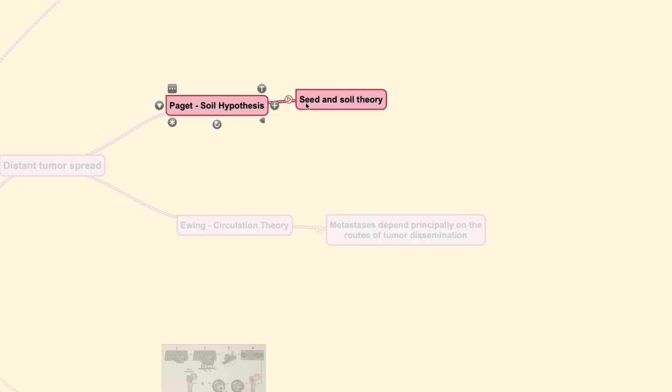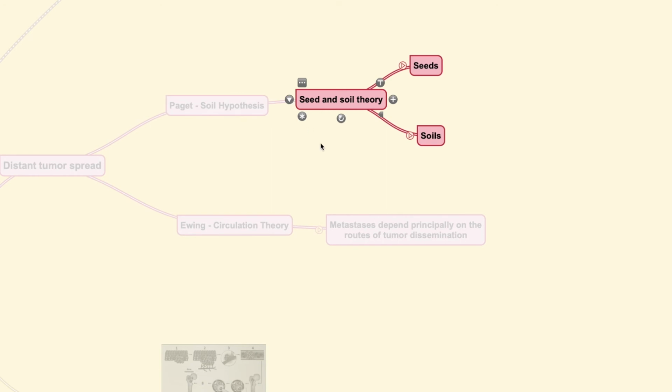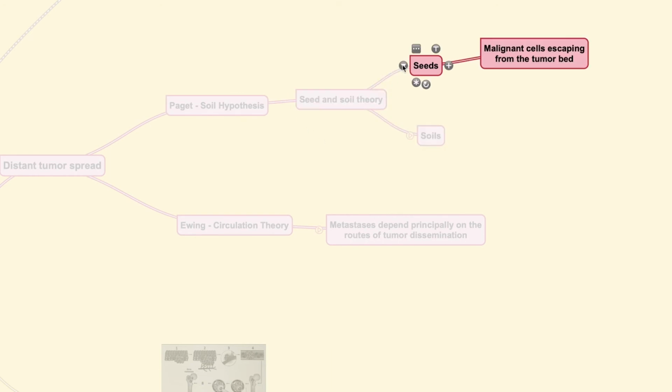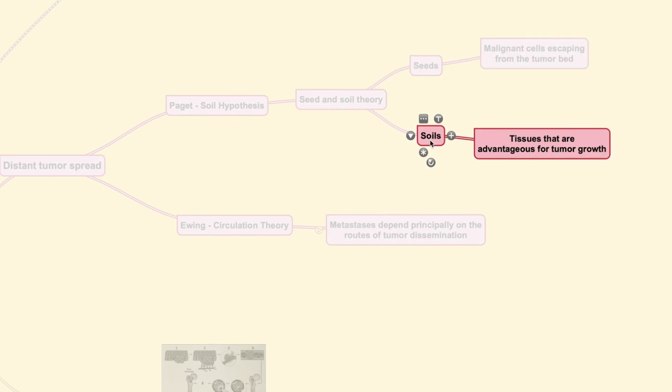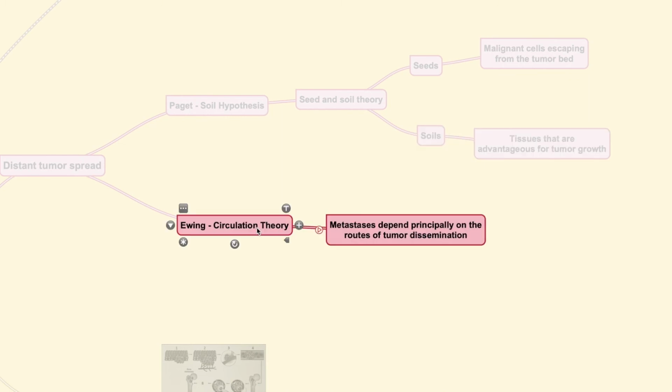For the Paget soil hypothesis, it is likened to a plant where there is a seed and there is a soil. For the seeds, they are malignant cells that are escaping from the tumor bed, and for the soils, it is the body tissues that are advantageous for tumor growth. So when a proper seed meets a proper soil, then tumor can grow, or the seed can grow into a huge plant, and that is the same as metastasis. That explains why certain types of tumor like to metastasize in certain body areas.